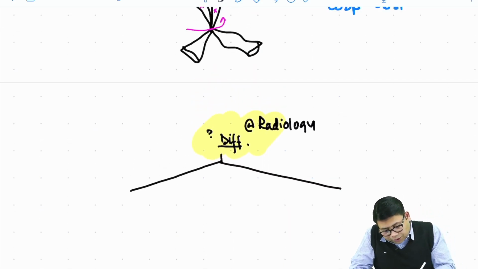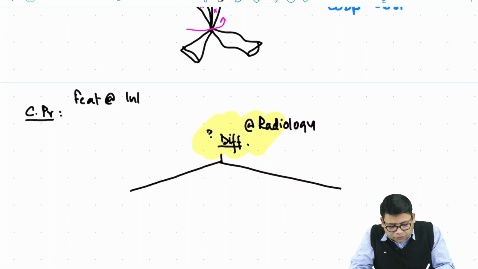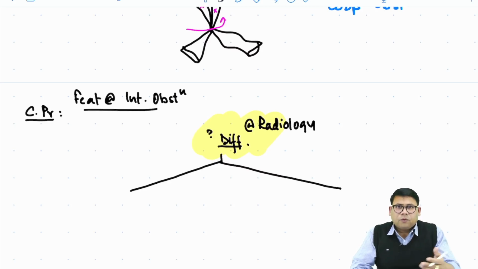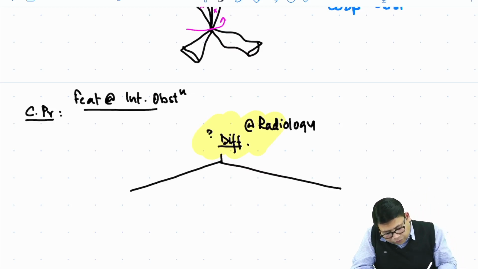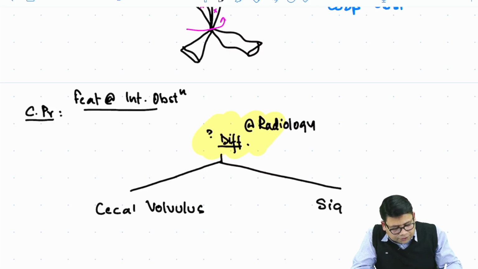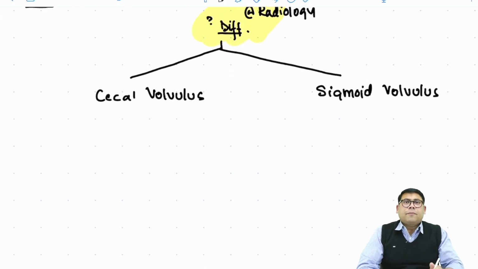If you talk about the clinical presentation, the clinical presentations are the features of intestinal obstruction. The features of intestinal obstruction are always there, and vomiting, distension, pain in abdomen, bloating, constipation are classical things. So we have cecal volvulus and we have sigmoid volvulus. Now let us try to understand them.